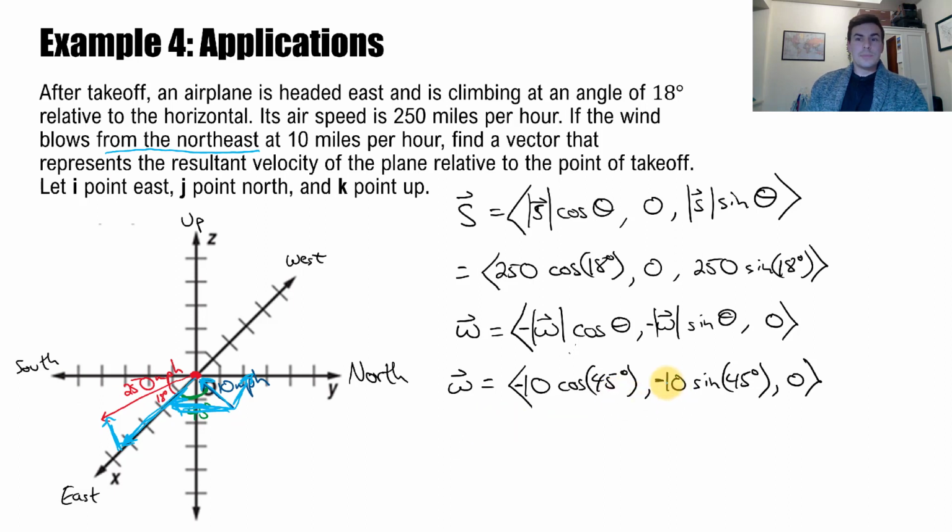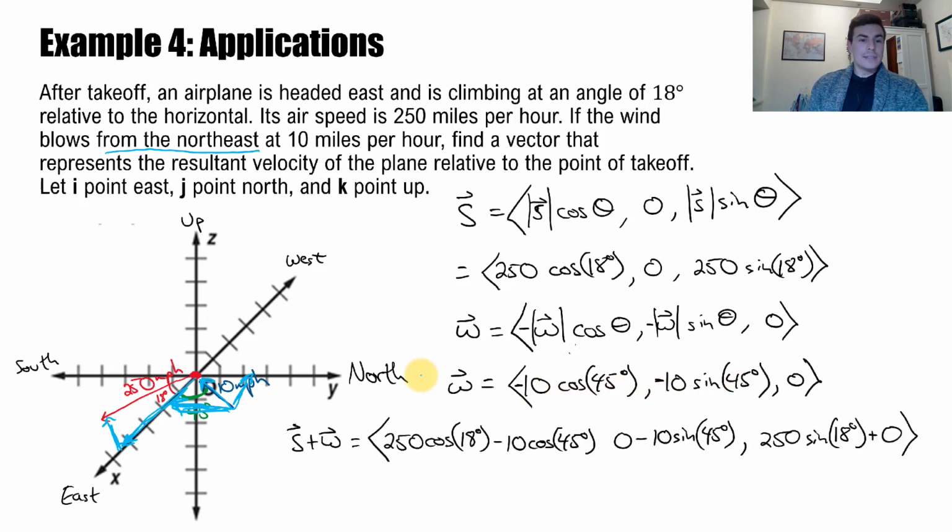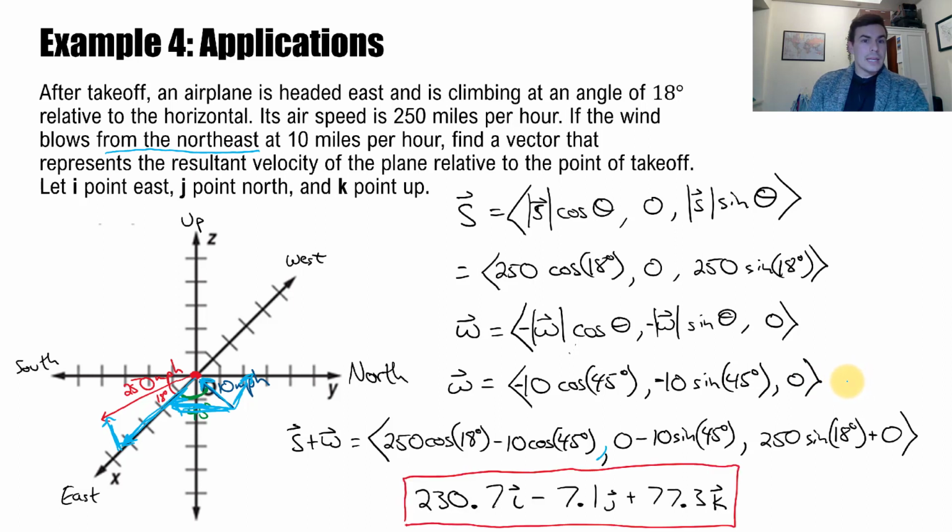So we can just plug this straight into our calculator. We're going to add these up and find the resultant of our speed and wind vectors. So I've got 250 cosine of 18 minus 10 cosine 45. For our second component, we'll have 0, because we have a 0 here for our speed vector, minus 10 sine 45. And then we've got 250 sine 18 plus 0, because again, our wind has a 0 for the z component. It's not going up or down at all. So we can plug those into a calculator, and we're going to write this as a linear combination of i, j, and k, which will look just like this.